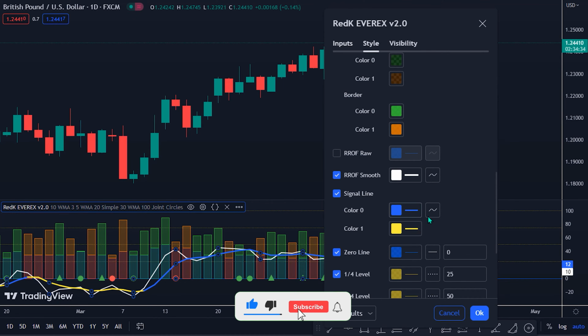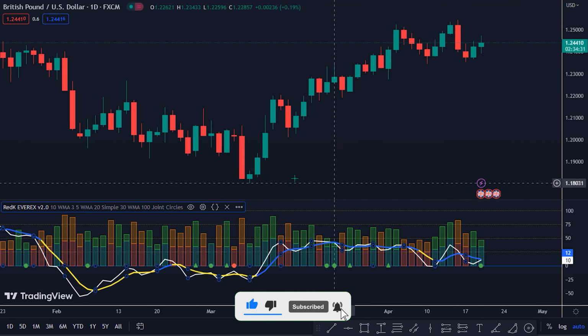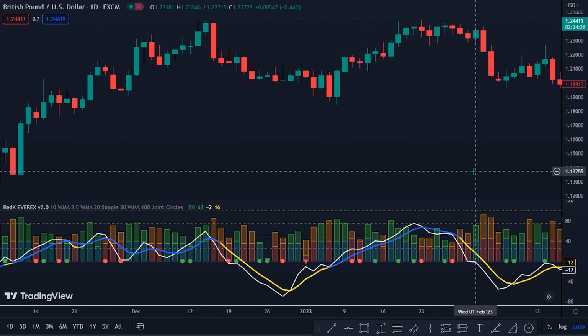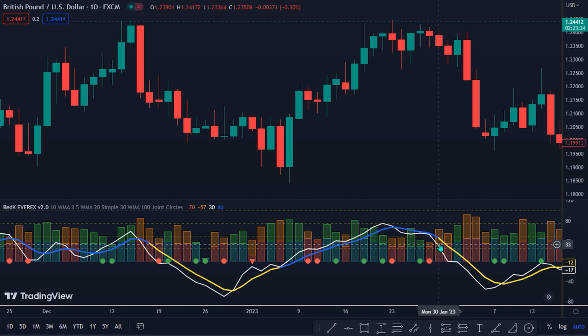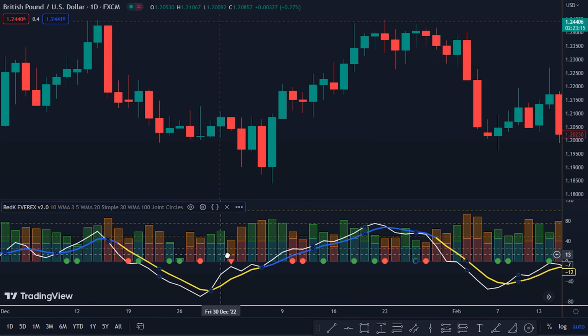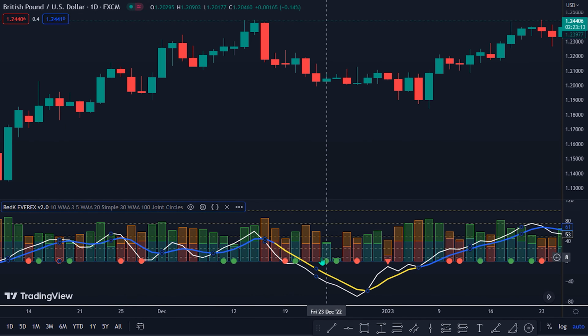That's all. How does the RedK EVEREX Effort vs. Results Explorer indicator work in the market? The EVEREX inspects each bar and calculates a relative value for volume, effort, and strength of price movement, result, compared to a specified look-back period. The results are then visualized as stacked bands.